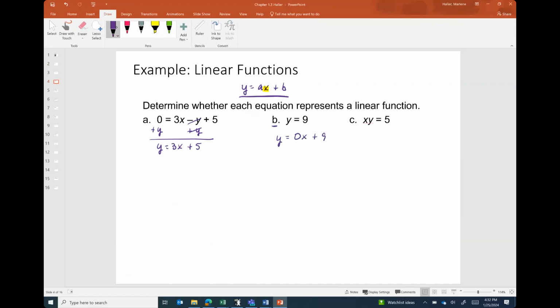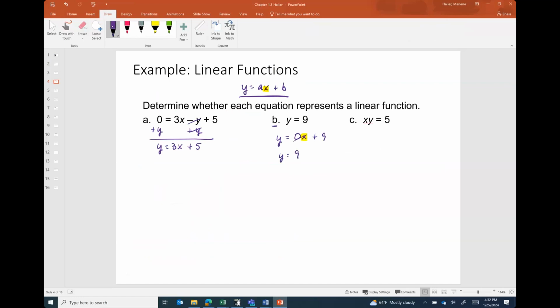All I've done is I've added 0x to the right side, and it doesn't change the value of anything. Now, it does look like the form that I have up there. I do have an x term. It just, in the process of simplifying, 0 times x is just 0. It's nothing. So y equals 9 is also a linear function.